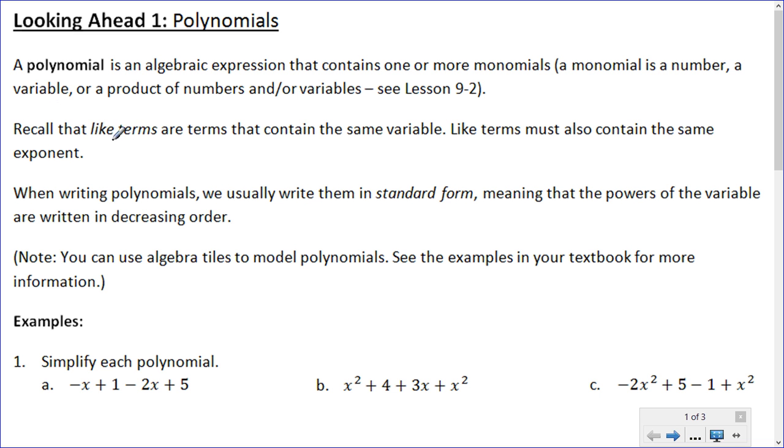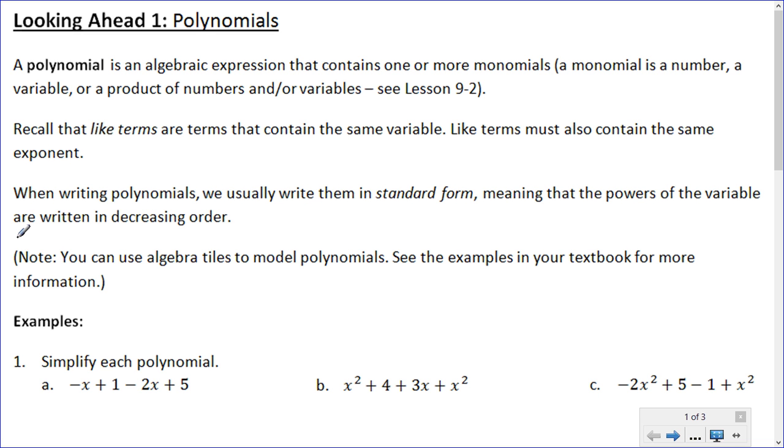Recall that like terms are terms that contain the same variable. Like terms must also contain the same exponent. So for example, x squared and x are not like terms because they do not have the same exponent. When writing polynomials, we usually write them in standard form, meaning that the powers of the variable are written in decreasing order, so from biggest to smallest.